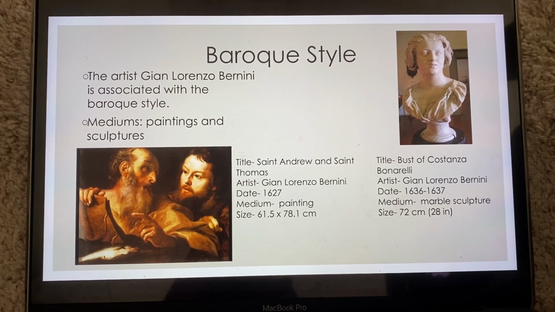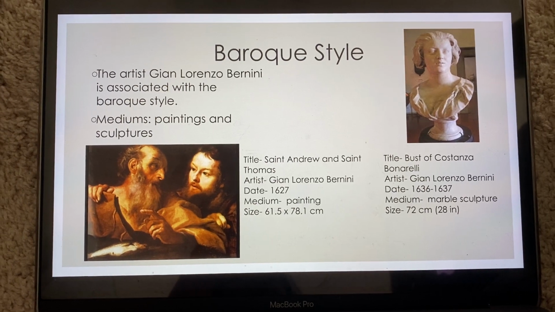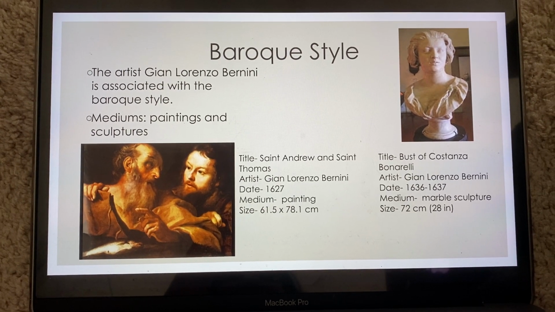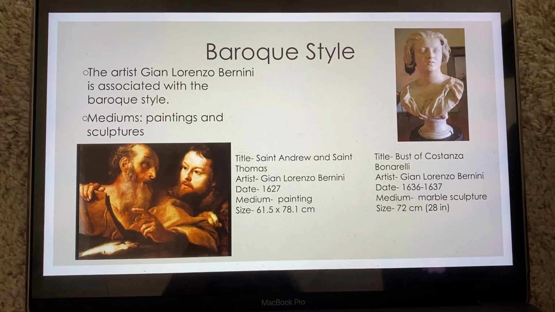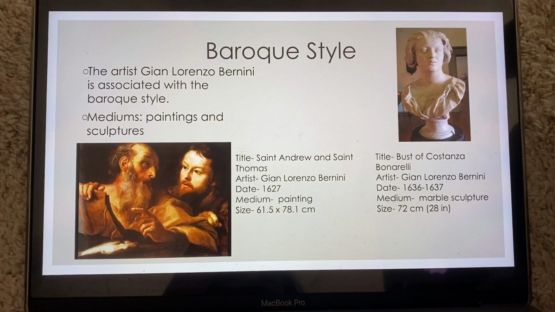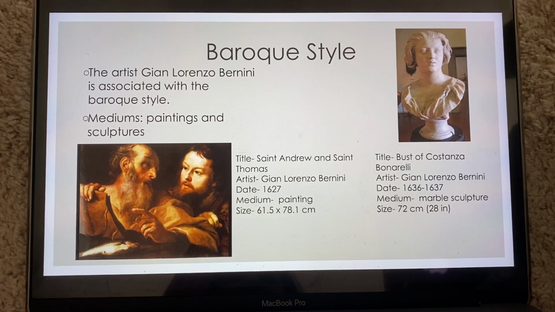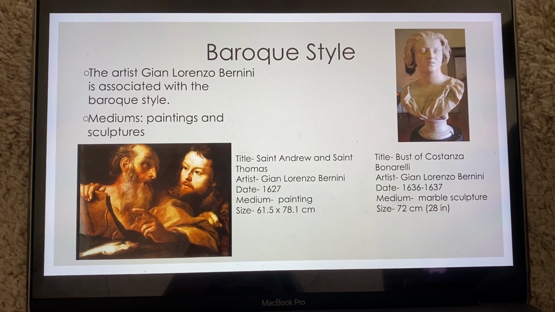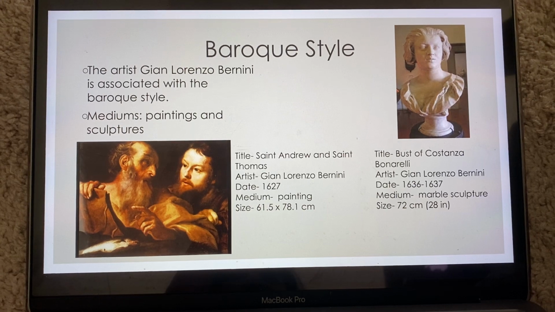The word Baroque is a modified version of the Portuguese word barroco, which is defined as irregular pearl or stone. The Baroque style reflected the tension between religion and society between mediums such as paintings and sculptures.